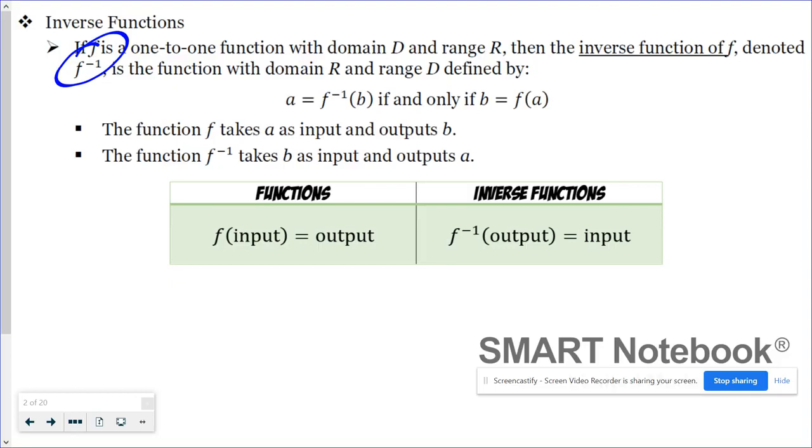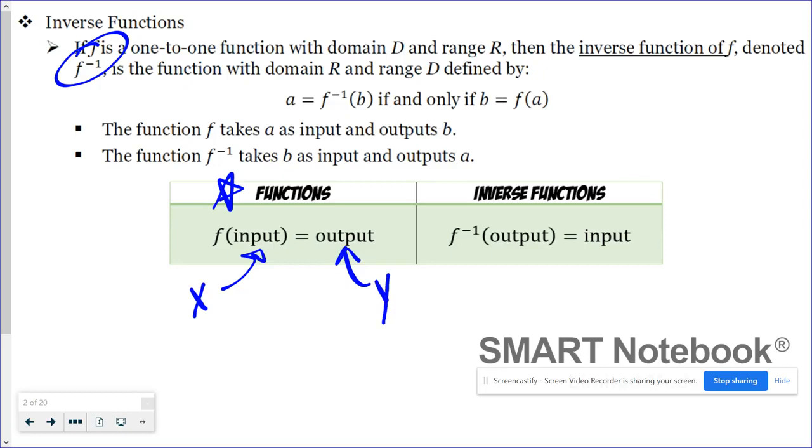So we know that in functions, the input is A and the output is B. Well, in an inverse function, the input is B and the output is A. I kind of like how my table shows what's happening, because this is the notation we are accustomed to seeing: what's on the inside of the parentheses represents the input and what's on the outside is the output. So like X and Y. And an inverse function switches those things around, okay?